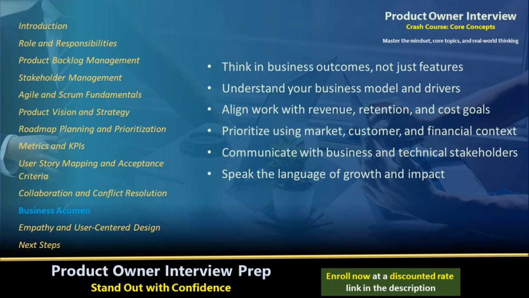Then explain how you use business context to prioritize work. For example, maybe your product team had two features in the queue. One was requested by customers and another aligned with the new market expansions. How did you decide which to build first? Good answers show how you used market trends, leadership input, or financial analysis to guide your decision.